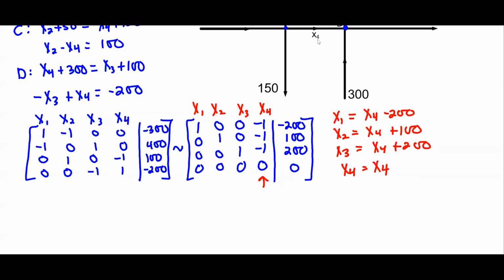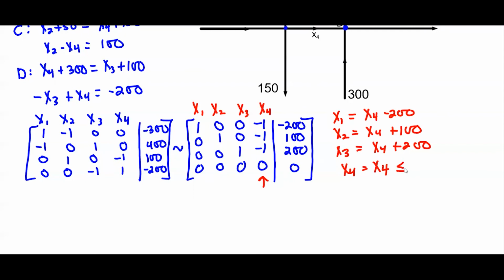Because of this negative sign here, there is a minimum for x4. So x4 can't be anything less than 200. If x4 was 200, then x1 would be 0, but x1 couldn't be a negative number because we're talking about cars through an intersection. So the minimum value that x1 could be would be 0, and that means x4 would have to be at least 200. So let's write that down.